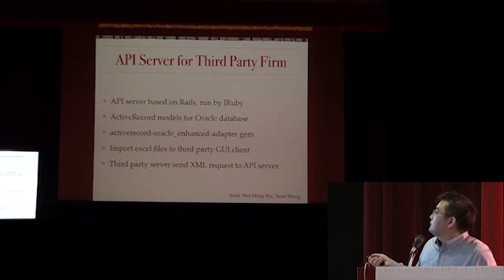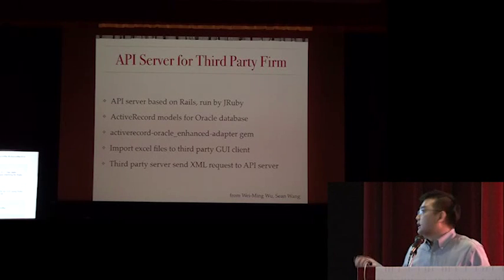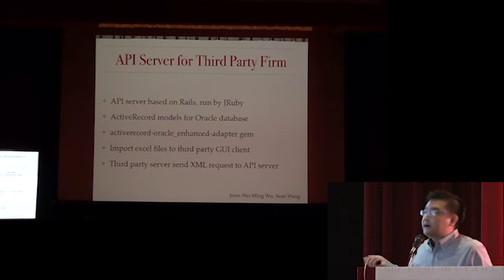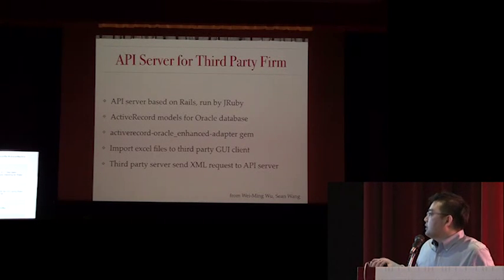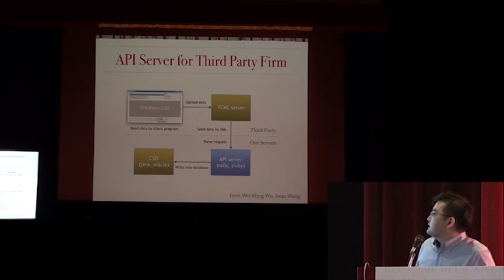This is an API server we wrote in Rails and run on JRuby. We use the Oracle Enhanced Adapter to connect to the Oracle database. The third-party company created a GUI window client for the user, and they send an XML request to our API server, and we put this data into the Oracle database. This is a diagram explaining how to do this.